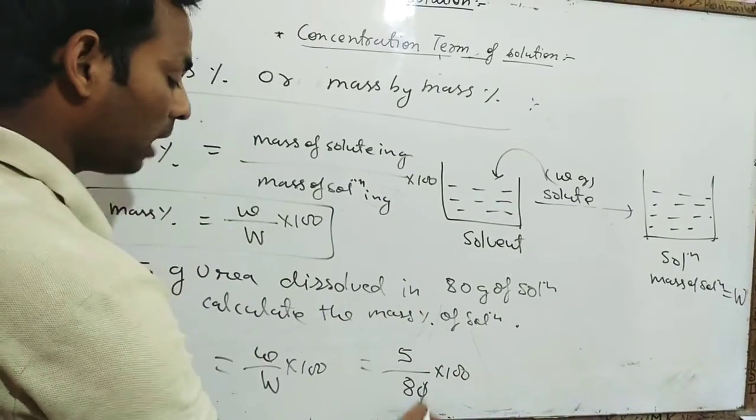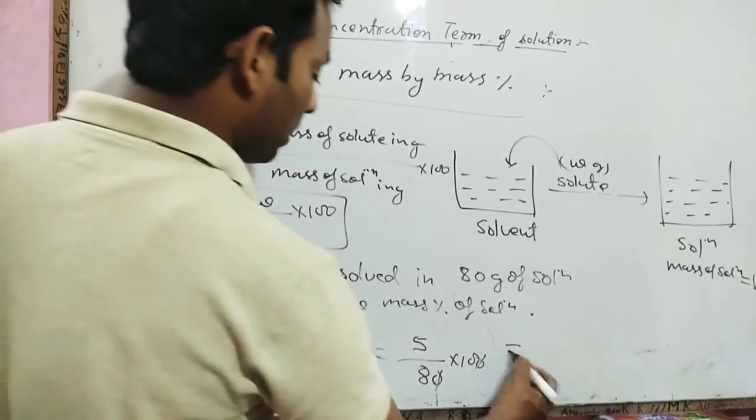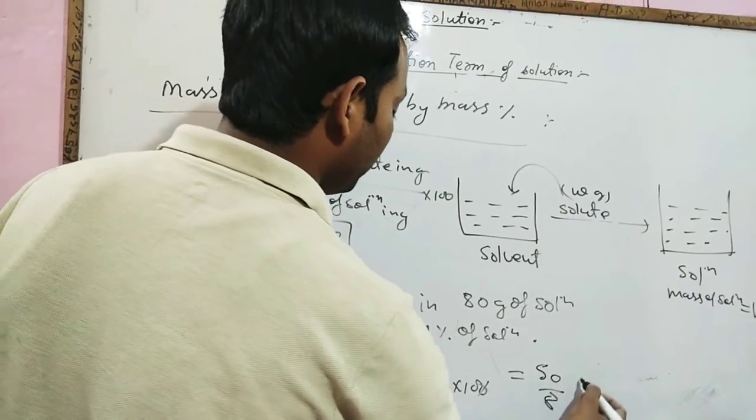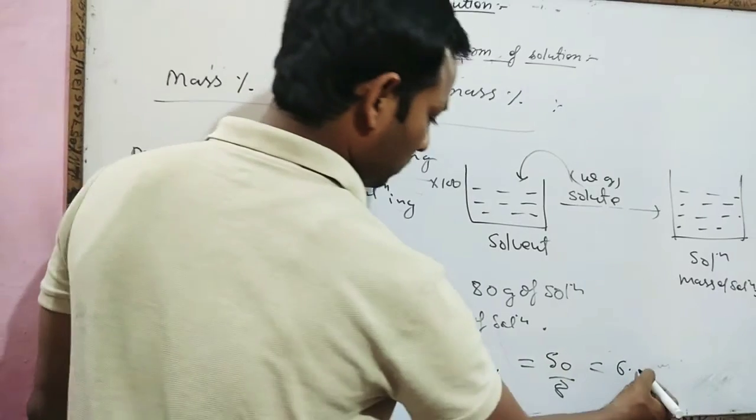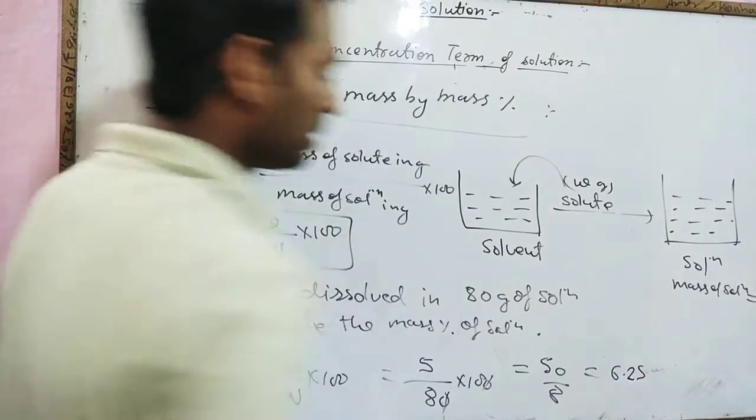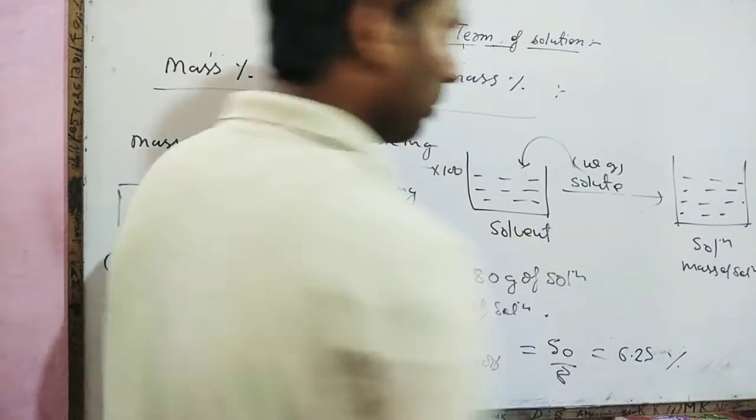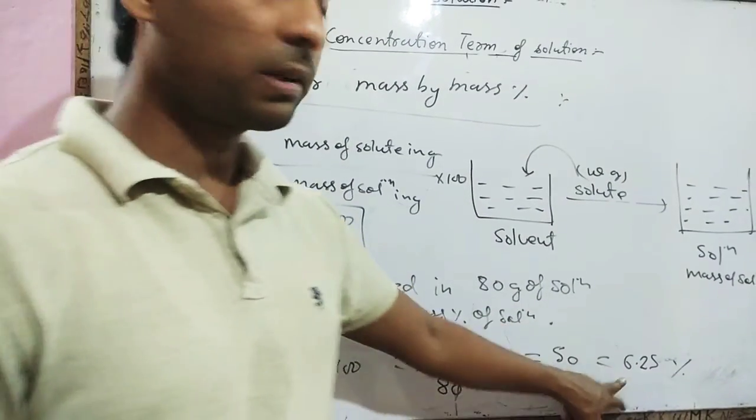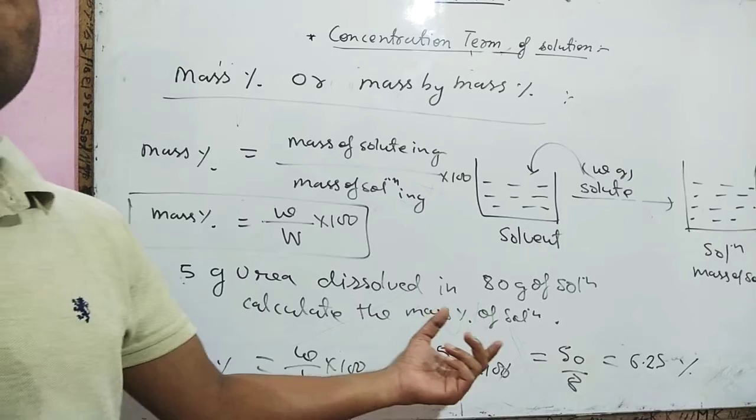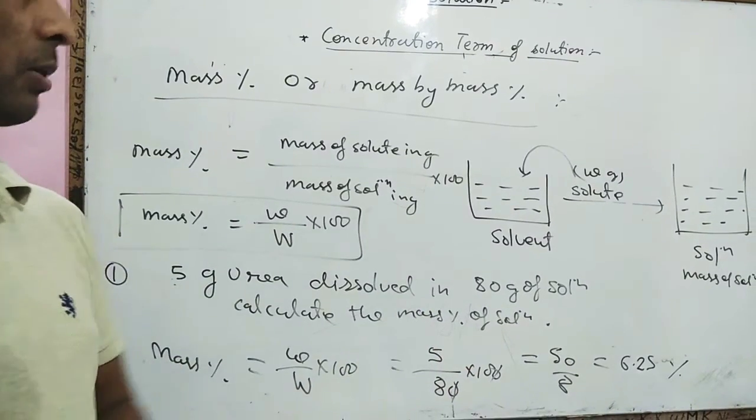Now solve it. After calculation, it will cancel: 10 5s are 50, 50 upon 8. After dividing, we get approximately 6.25%. This is the mass percentage of such a solution. Clear, students? It is a very simple question.